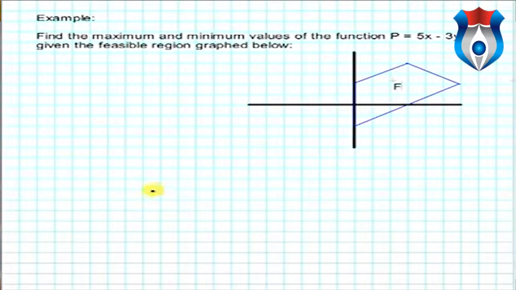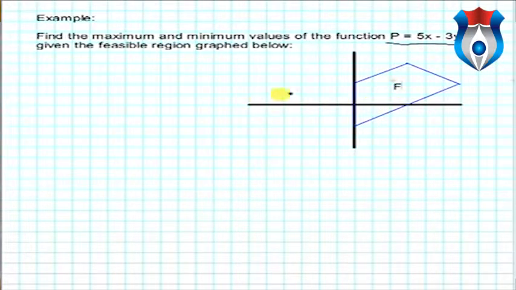So we have here an example. We have an objective function. At this point we don't know what that stands for. Maybe it's profit or something. And the function is determined to be 5x minus 3y. There was a system of inequalities that were graphed to form this feasible region, all the possible solutions, and we're supposed to find the optimum values.